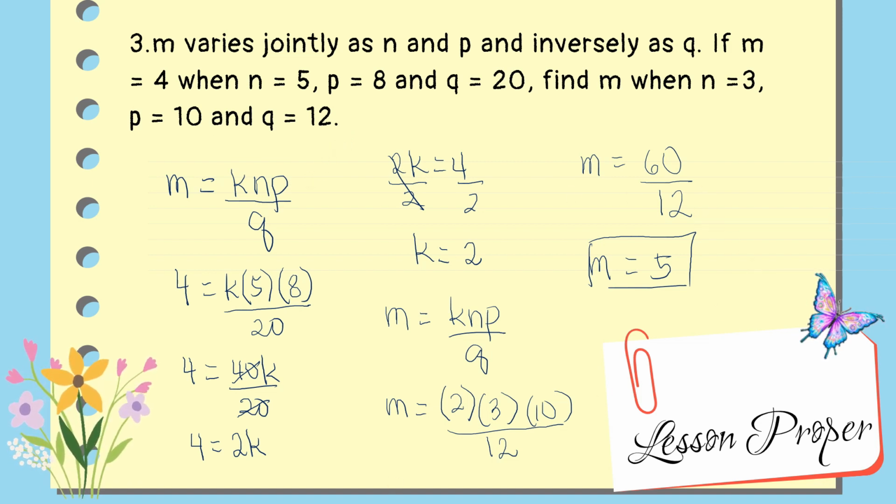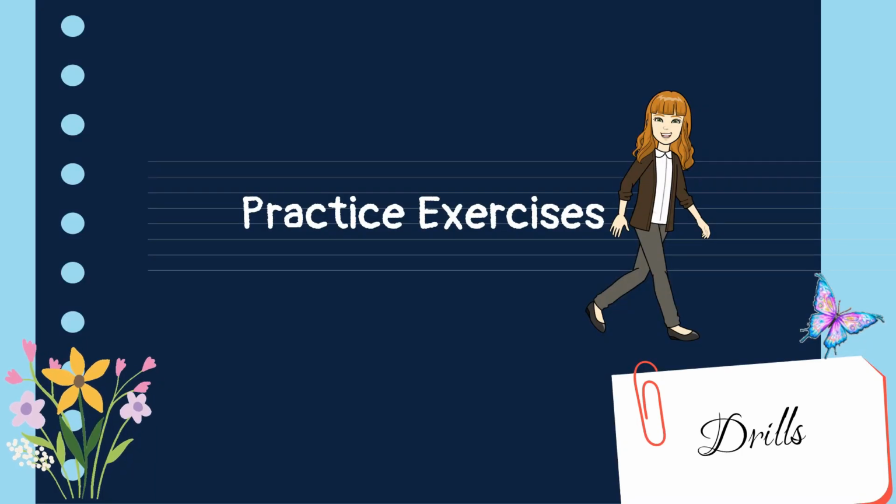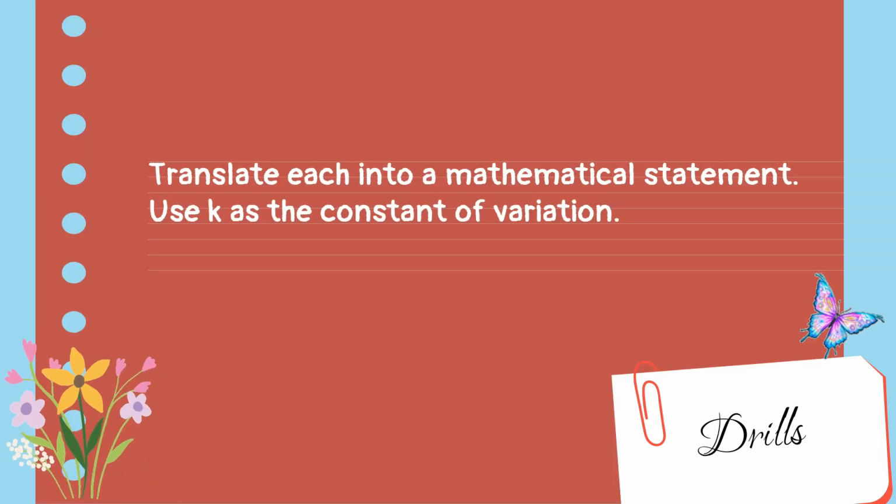Is this now clear? I hope that everything is clear. Now let's have some practice exercises to see whether you understand the concept of joint variation and combined variation. Translate each into a mathematical statement. Use K as the constant of variation. So you have 5 seconds to answer.